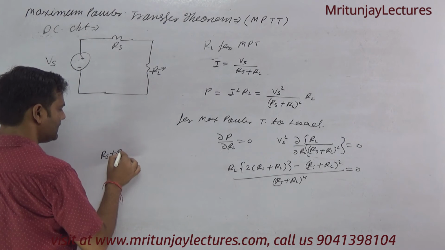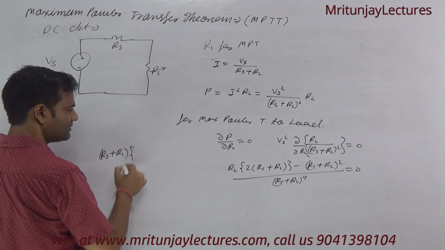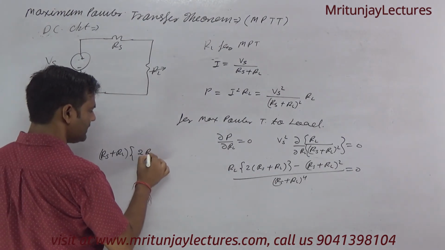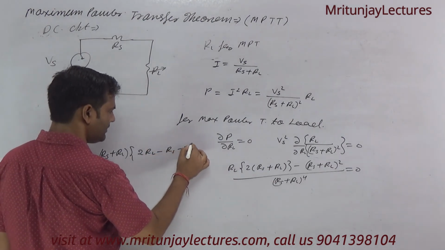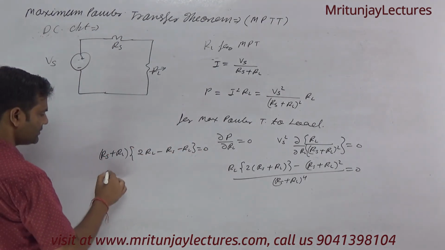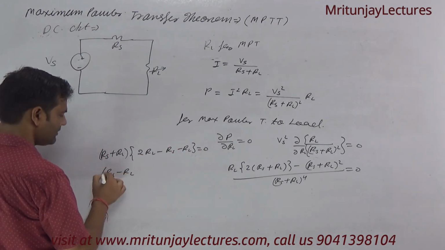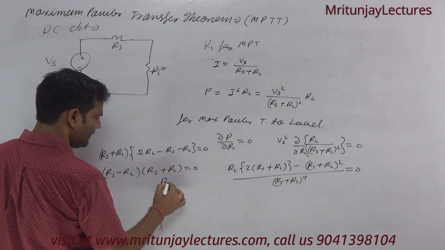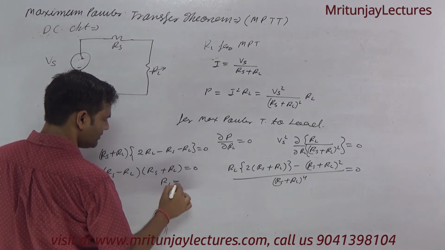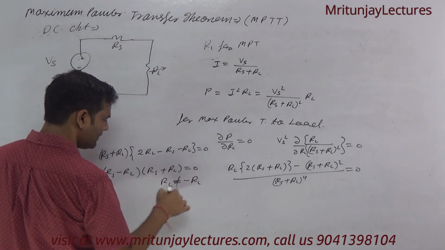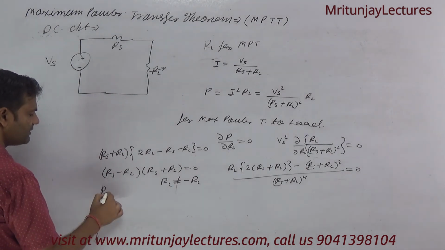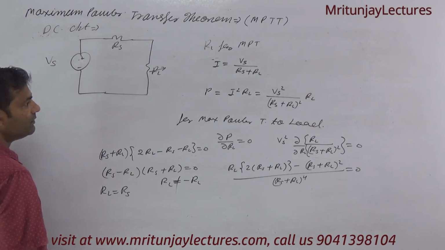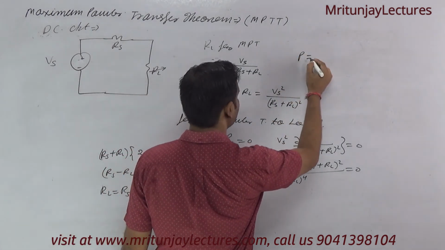So RS plus RL is common. If this one is common, then 2 times RL minus RS minus RL will equal 0. So (RS minus RL) into (RS plus RL) will equal 0. RL cannot be negative because it is resistive, that's why only RL equals RS. So simply, what about power? Maximum power, Pmax.